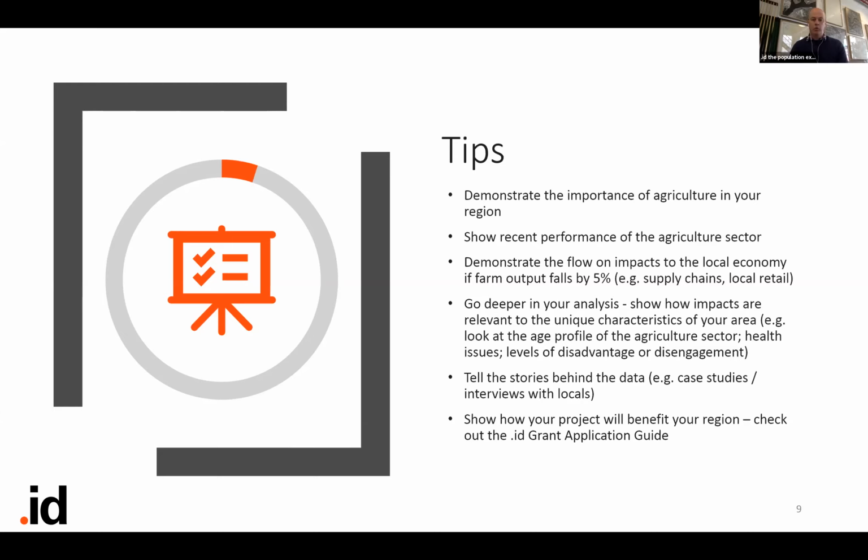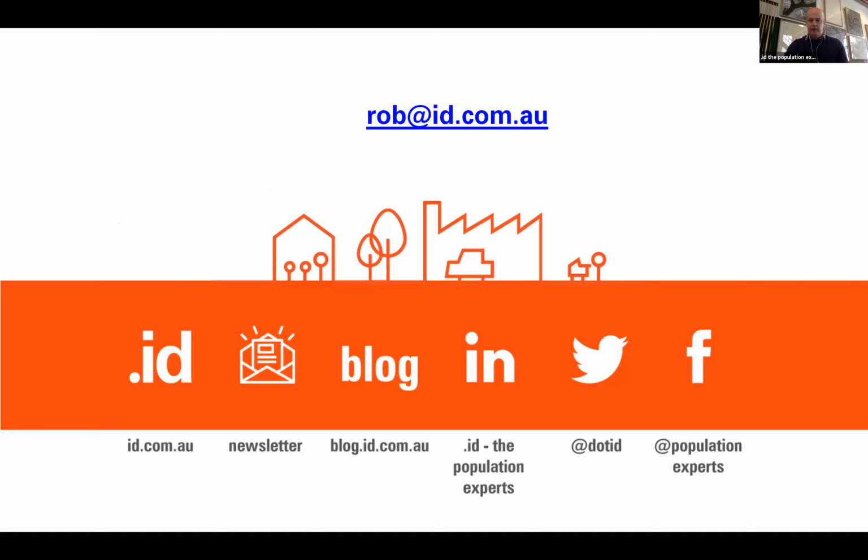And so what we've got is the grant application guide, which some of you might have seen in the past. That provides you with a step-by-step guide to deal with those other criteria around the economic impact and showing the benefit to the economy. All right, so that concludes the presentation and the demo.